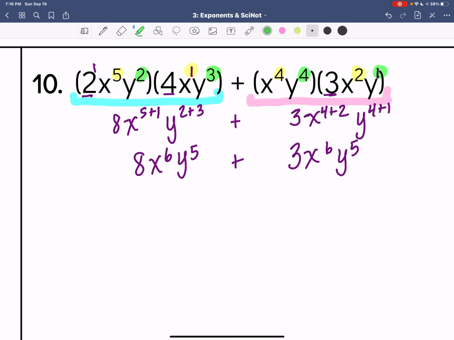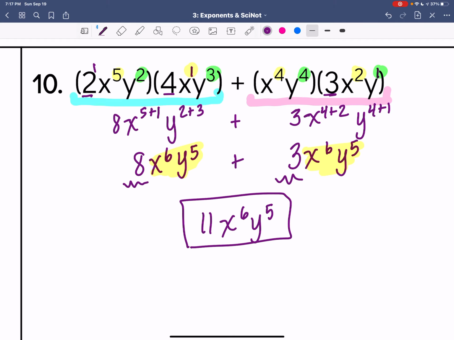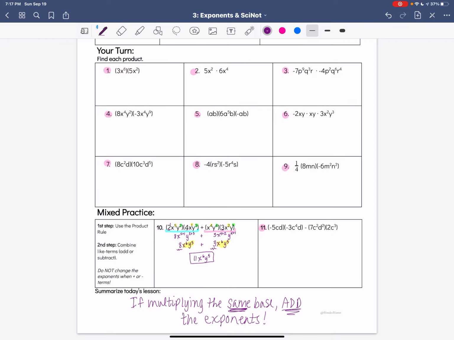So now let's look at this. If you look at all of this, notice these are like terms because they have the same variables and the same exponents for both. So now all you have to do is just add your coefficients of +8 and +3, and you get 11. And then, since we're adding in between, do not change the exponents. You only change the exponents when you're multiplying or dividing. Do not change the exponents when you're adding or subtracting. And that's your answer. So I want you to try this next one with 11, and you can do that.